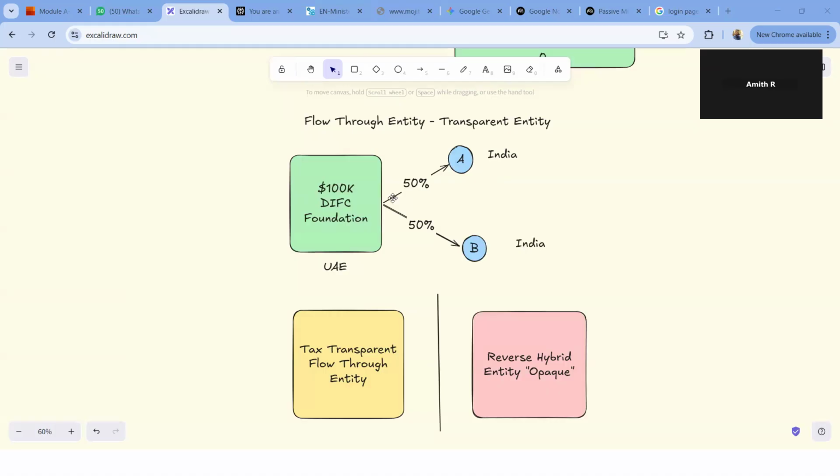Okay. So that is called, it is transparent in its jurisdiction, but in the jurisdiction of its owners, it is opaque. That's called a reverse hybrid entity. It is opaque here, but here it is kind of like transparent. So if it is opaque here and if it is transparent here also, that's also a reverse hybrid or an opaque entity. It is opaque in one jurisdiction. Okay.